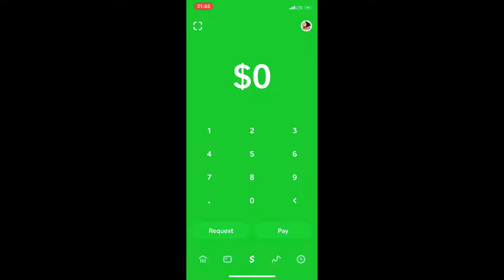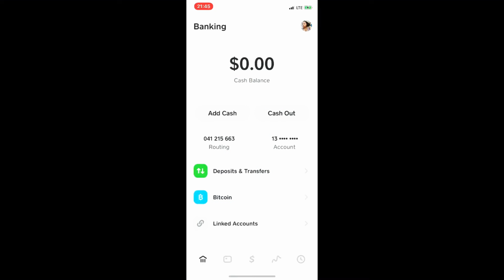So first, we're going to hop into the Cash App and click on the bottom where you see the little brick house looking symbol. That's where you'll find your cash balance, your routing number, your account number for Cash App, the Bitcoin, the linked accounts that you have. On this page, it also has where you can deposit and transfer. So it's showing you your actual history of the deposits and transfers you had.